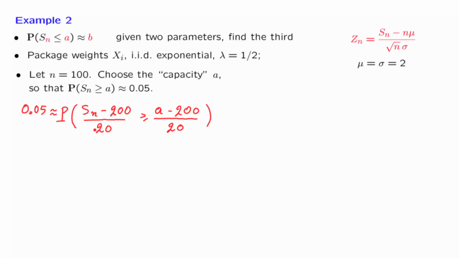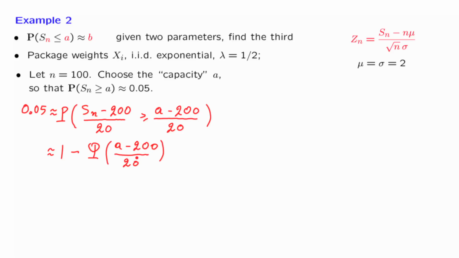And now this random variable Zn is approximately a standard normal, so we're asking for the probability that the standard normal is larger than or equal to something, which, using the argument as in the previous example, is 1 minus the CDF of the standard normal evaluated at this particular value.